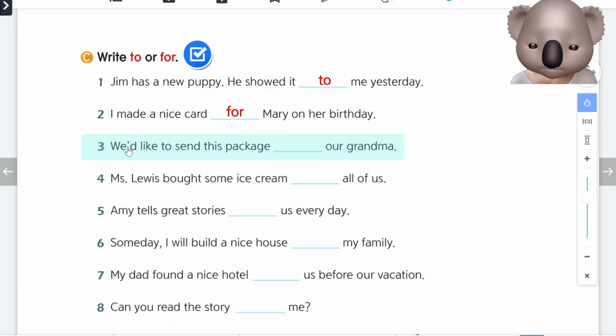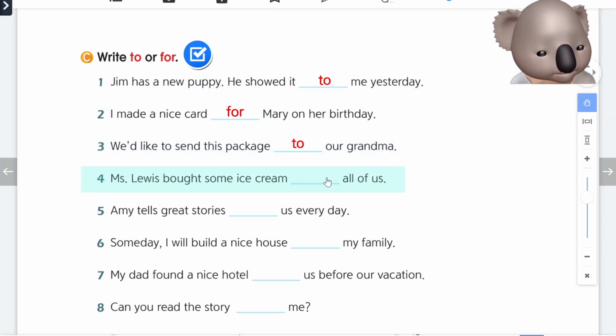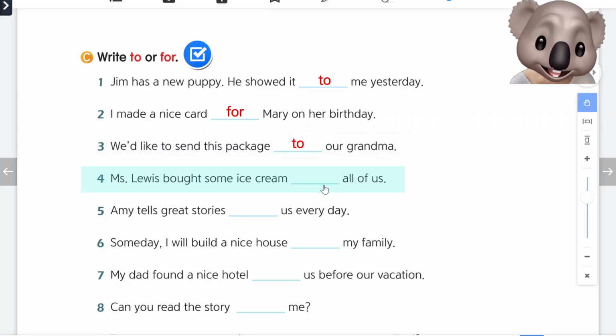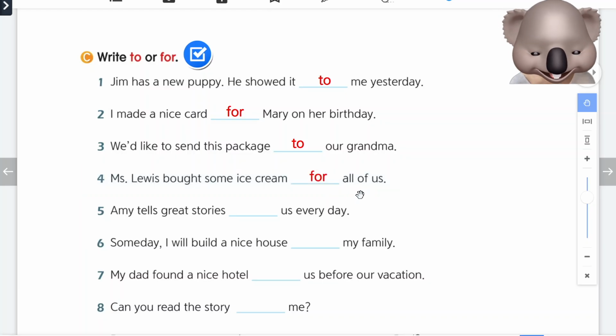Number 3, we'd like to send this package to our grandma. 우리의 할머니에게. To our grandma. Number 4, Miss Lewis bought some ice cream for all of us. 우리 위해서. For all of us. Number 5, Amy tells great stories to us every day. 우리한테. To us every day.